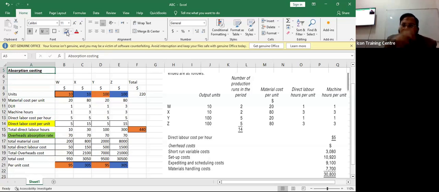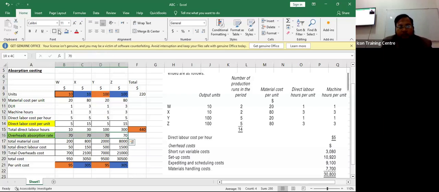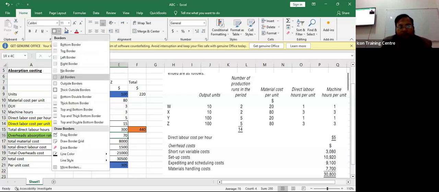No, this is complete absorption. Whatever I have done is complete absorption. Yeah, total, not ABC. Now we are going to work out ABC. The main point is to calculate the overhead absorption rate and then apply it to every unit.